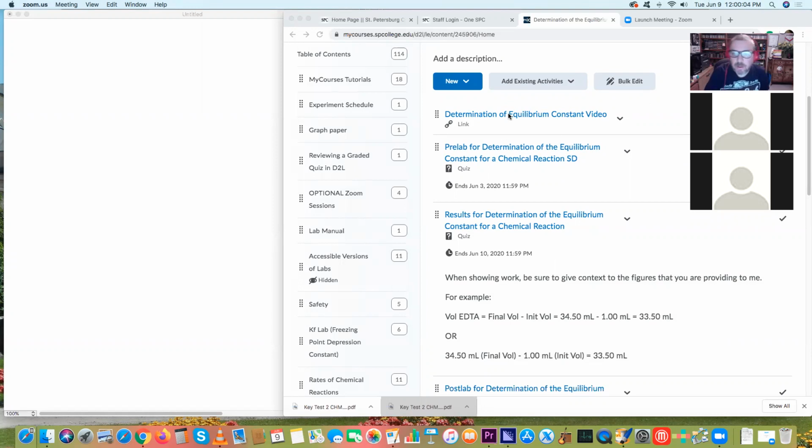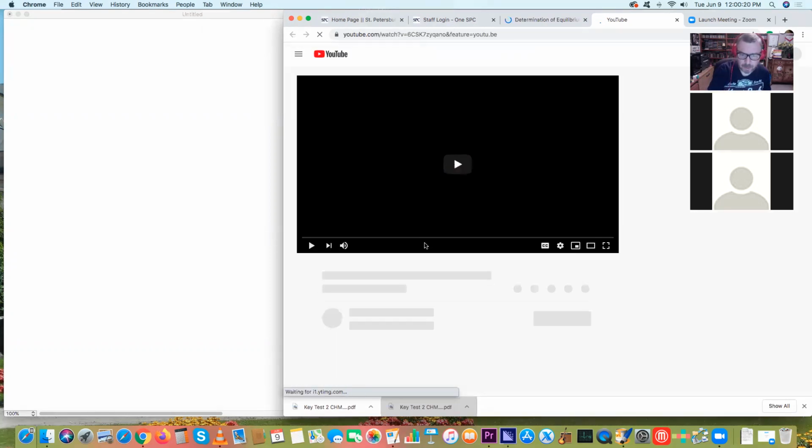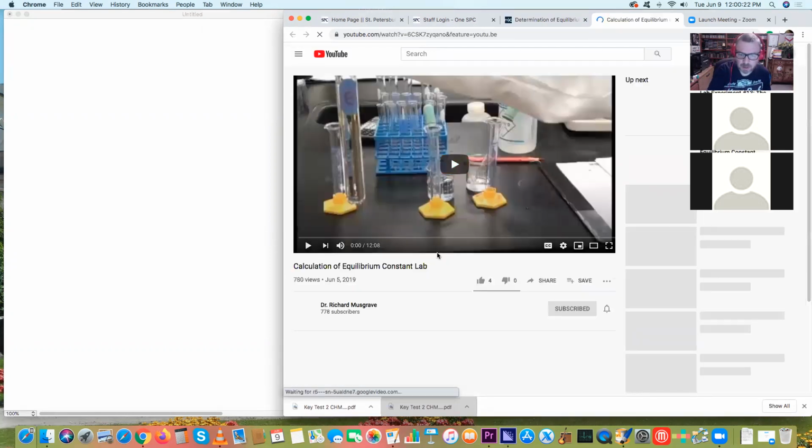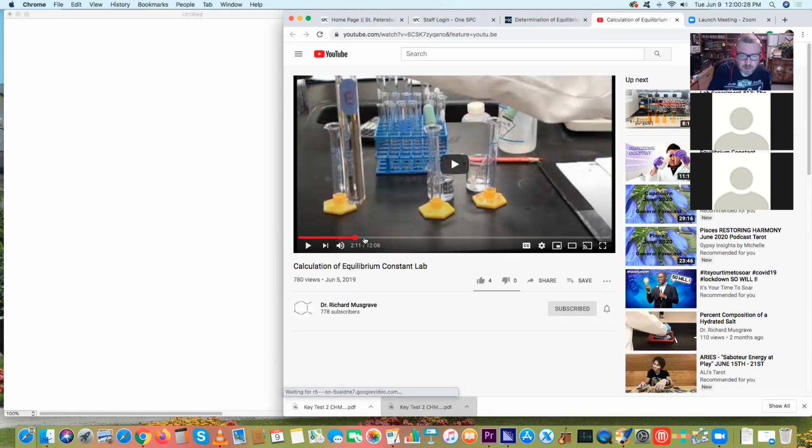We'll get started here. I'm going to go through the determination of equilibrium constant, but only very briefly. This one's due, I guess, tomorrow night. Now, I'm not going to play this video completely. I just want to play a little bit of it. But let's see if I can find the part where it goes through the table.